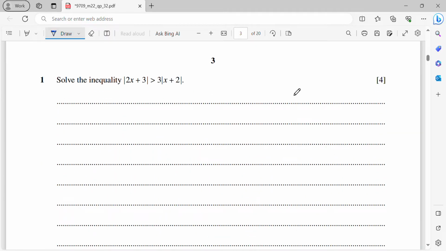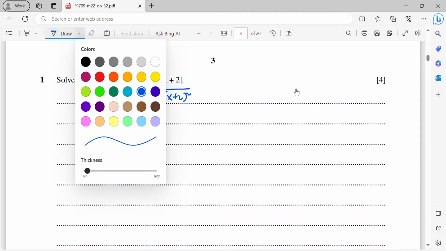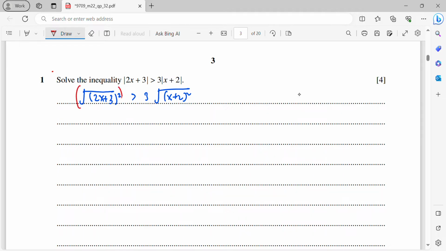For question number 1, solve the inequality modulus of 2x plus 3 greater than 3 times modulus of x plus 2. I will solve this using the definition of the modulus function, which is square root of (2x plus 3) squared is greater than 3 times square root of (x plus 2) squared. That's the definition of the modulus function. To solve this, we will square both sides.